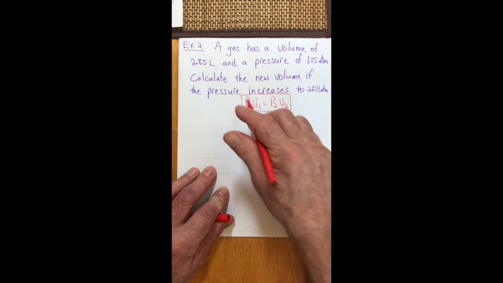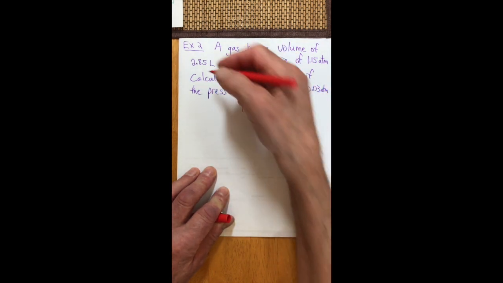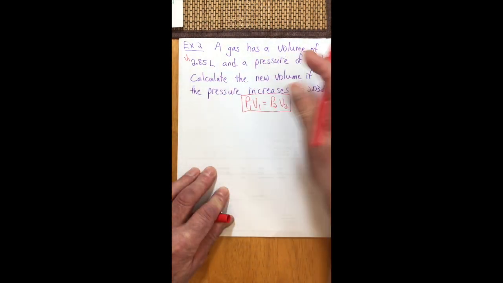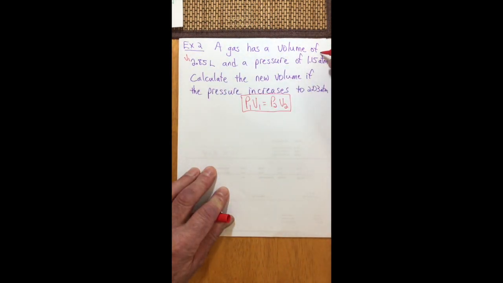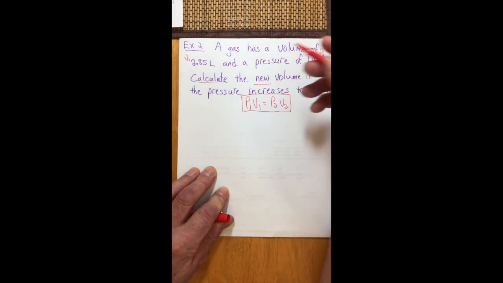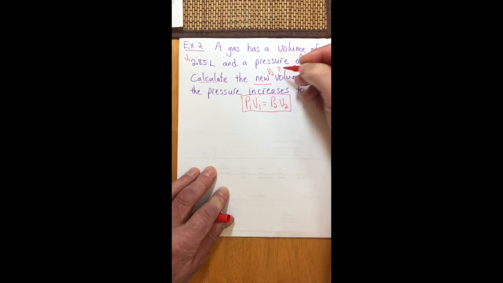So here it tells us a gas has a volume of 285 liters. Hey, that's the first volume I see. That's probably going to be V1. And a pressure of 115 atmospheres. So there's my P1 right there. Calculate the new volume. New, calculate. All right, that's what I want to find. That's my V2. That I don't know.